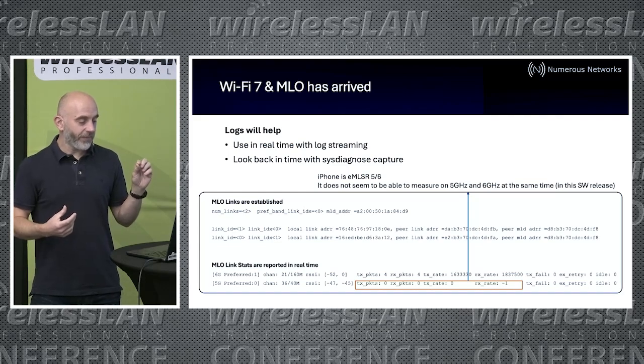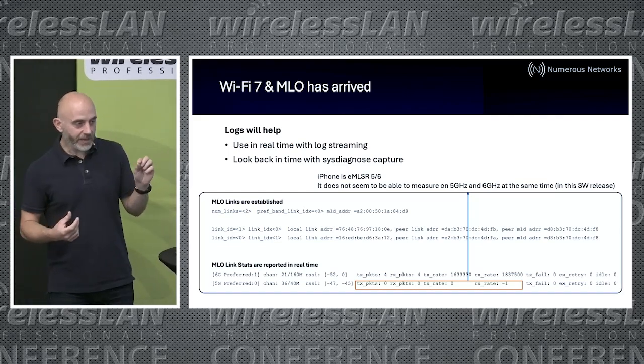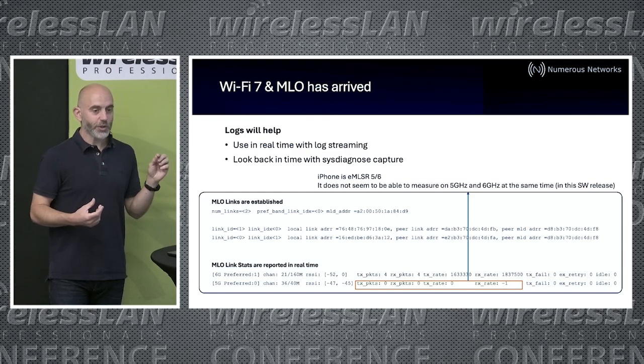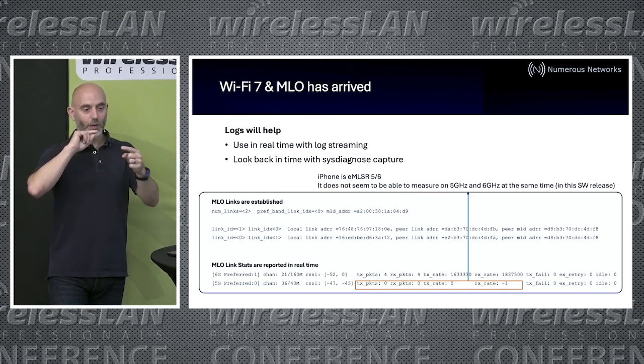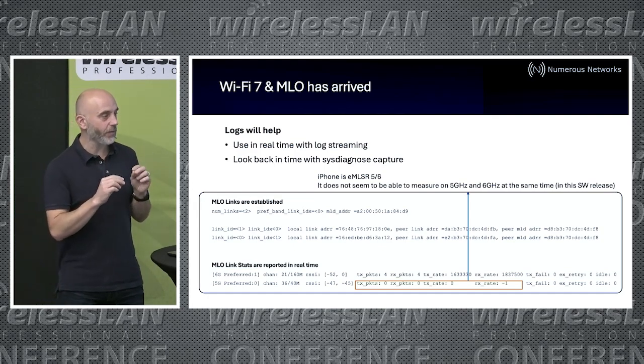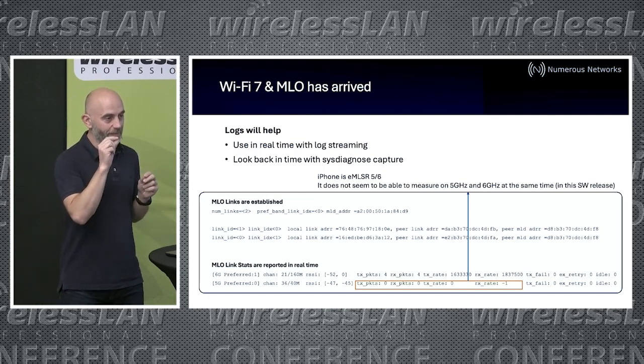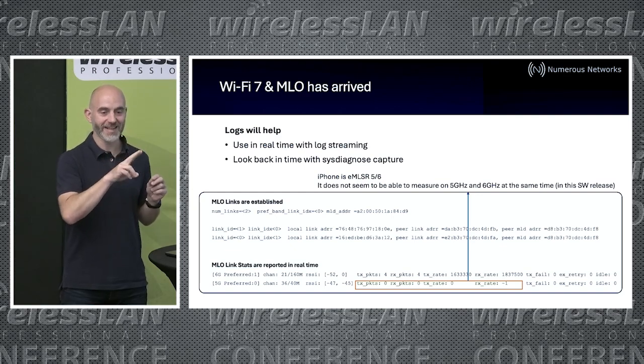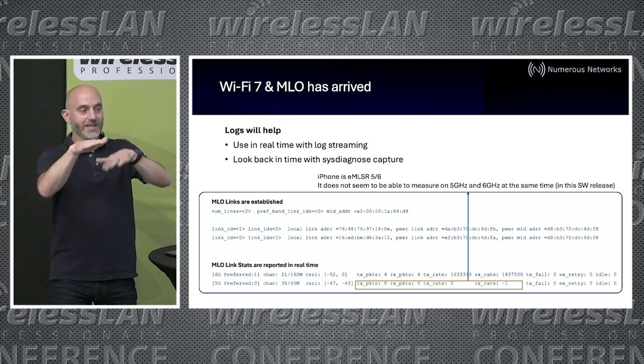Interesting thing: with 5 and 6 gigs in the MLO, the iPhone is not reading the beacon signals of both of them. So it doesn't appear at this moment in time, and this is software and this could change, to be able to listen on both 5 and 6 and understand the relative signal strengths.